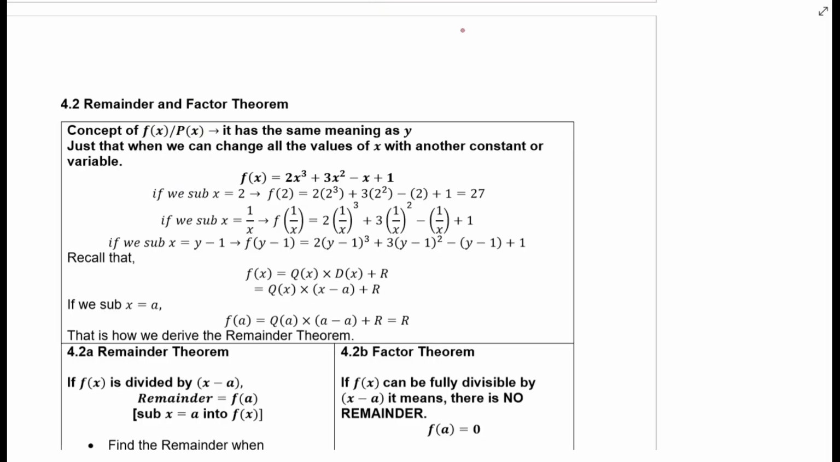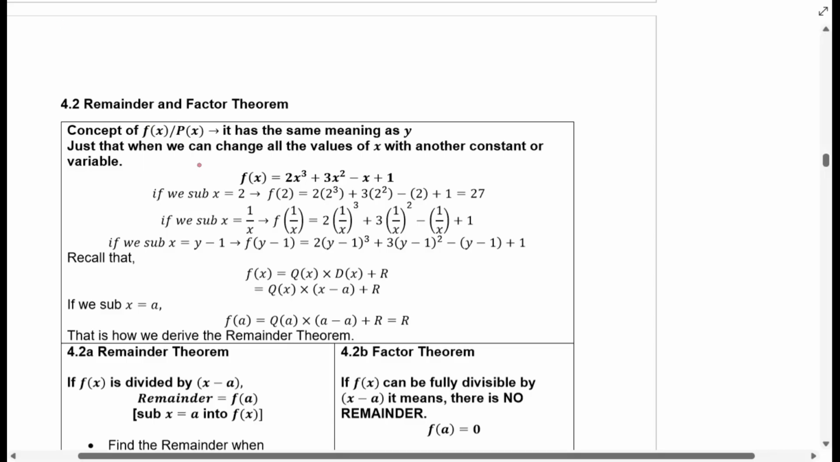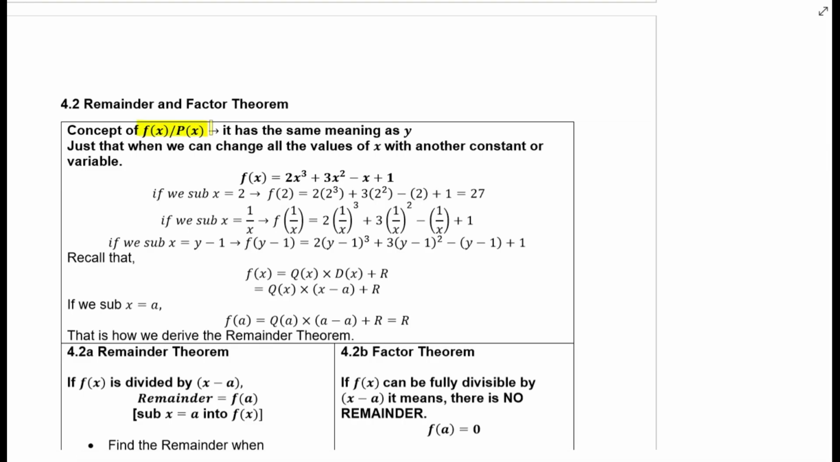The next concept is remainder and factor theorem. When we are doing remainder and factor theorem questions, we'll be using a lot of f(x) or p(x), which has the same meaning as when you let an equation equal to y. Just that, we can change all the values of x with other constants or variables.